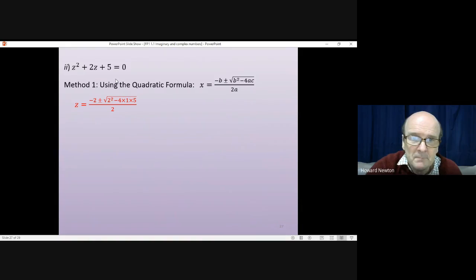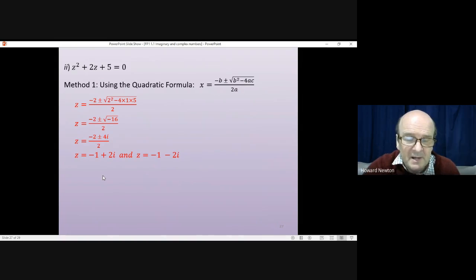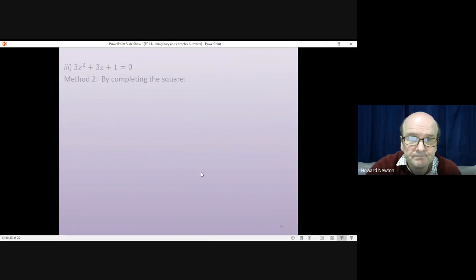Anyway, using the formula, putting the numbers in, 1 for A, 2 for B, and 5 for C, that is what you would get. Tidying up the bit in the square root, you get the root of minus 16. The root of minus 16 could be 4i or minus 4i. And then tidying that up by dividing through by 2, you get 2 complex solutions for this quadratic equation. Either z equals minus 1 plus 2i, or z equals minus 1 minus 2i.